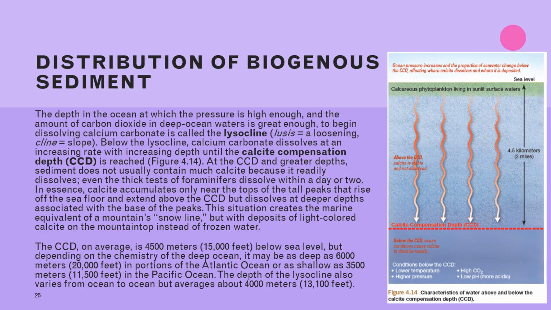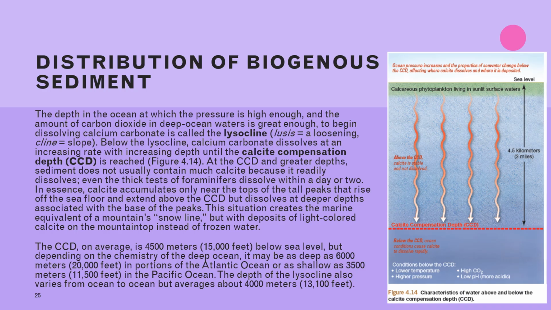At the CCD and greater depths, sediment does not usually contain much calcite because it readily dissolves. Even the thick tests of foraminifers dissolve within a day or two. In essence, calcite accumulates only near the tops of the tall peaks that rise above the seafloor and extend above the CCD, but dissolves at deeper depths associated with the bases of the peaks. This situation creates the marine equivalent of a mountain snow line, but with deposits of light-colored calcite on the mountaintop instead of frozen water.